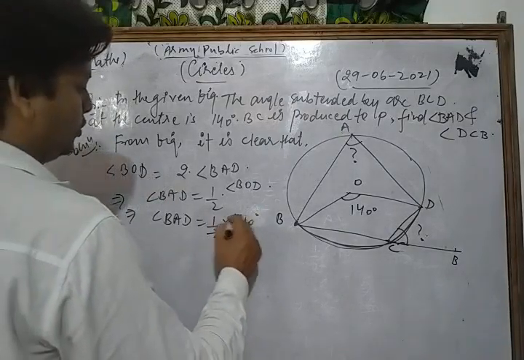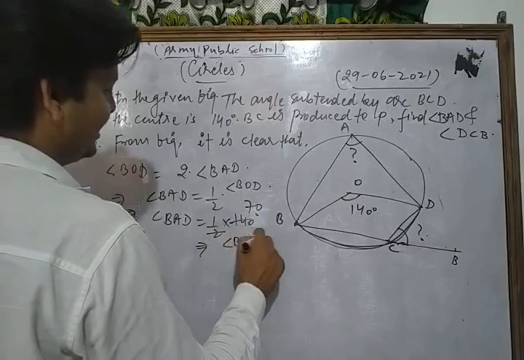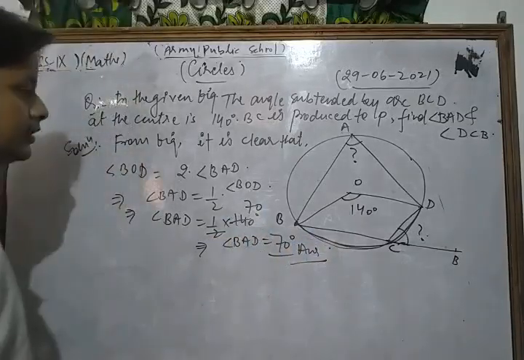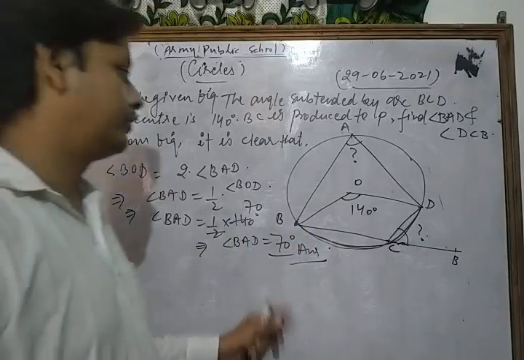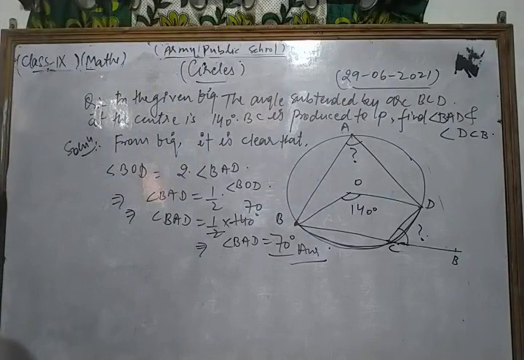So 2 7s are 14, and 0. Angle BAD is equal to 70 degrees. This is the first answer. So in this way we find angle BAD. Now we also find angle BCD.